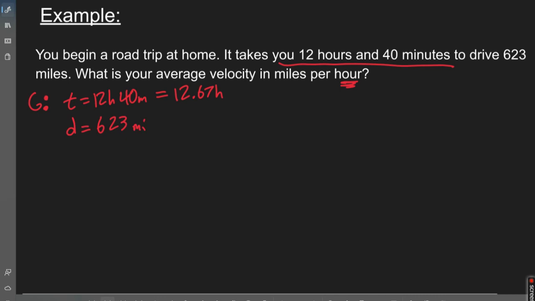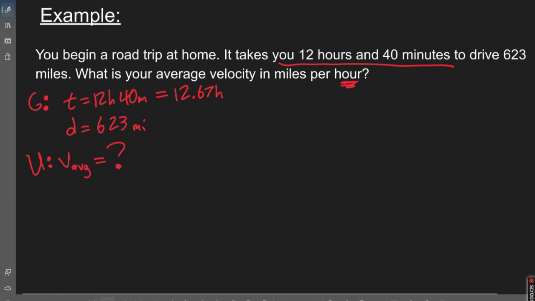What is our average velocity in miles per hour? So that's our unknown, what it's asking for. Unknown average velocity, so V average equals question mark. What is our average velocity in miles per hour?